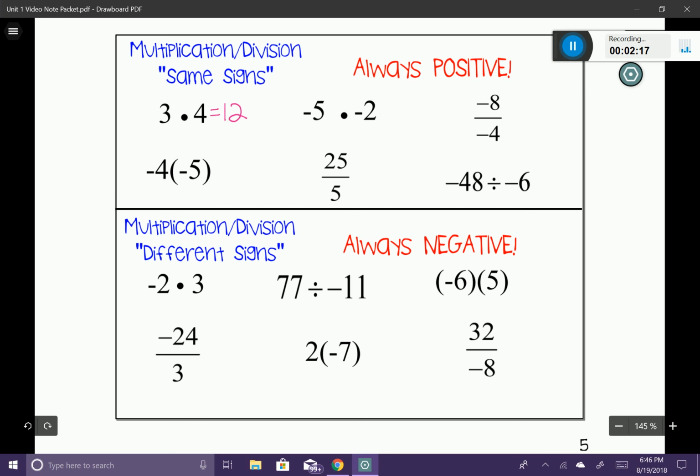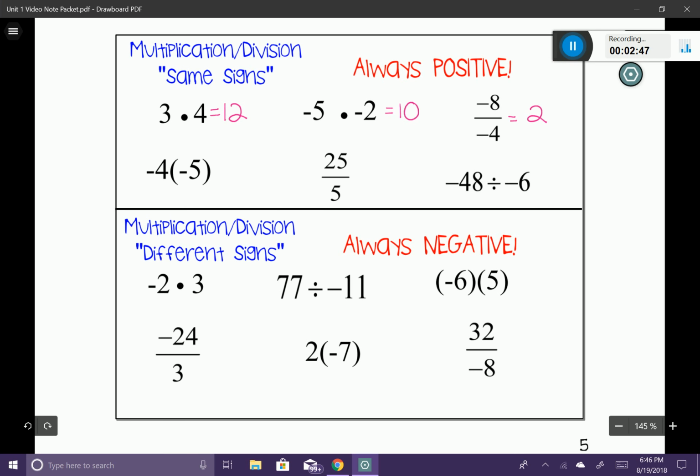In the second example, you can see I have a negative number times a negative number. Both numbers are negative. Therefore, it's going to leave us with a positive answer. Negative 5 times negative 2 is going to equal positive 10. In the third example, negative 8 divided by negative 4. Notice how the signs are the same for both numbers. The 8 is negative and the 4 is negative. If we divide those, that's going to leave us with a positive answer of 2.